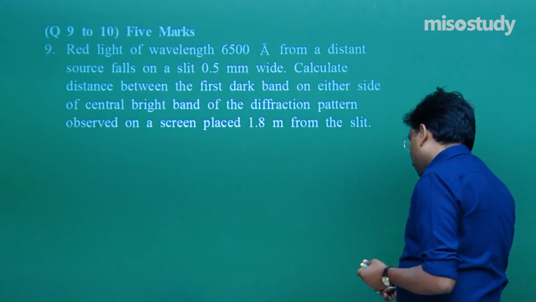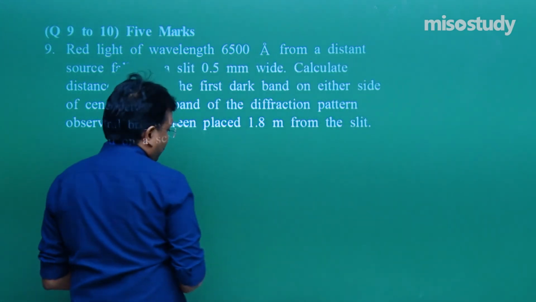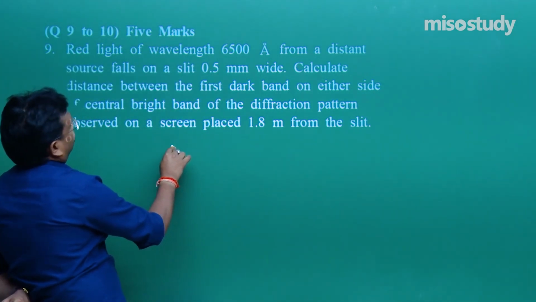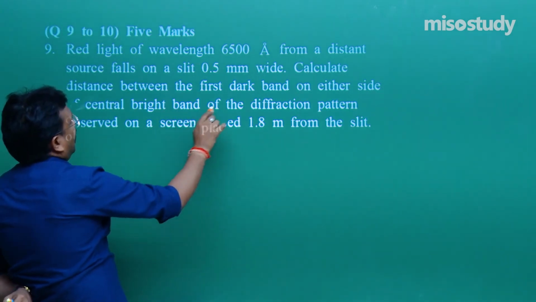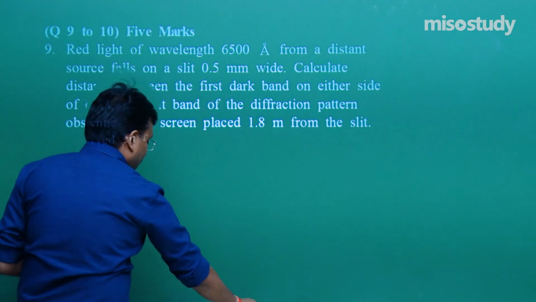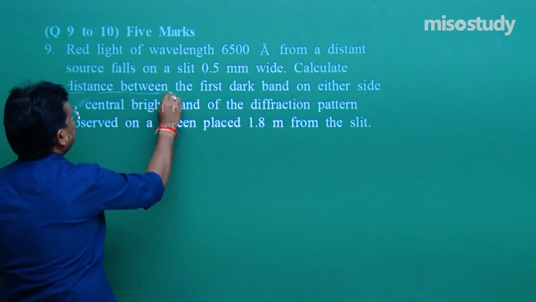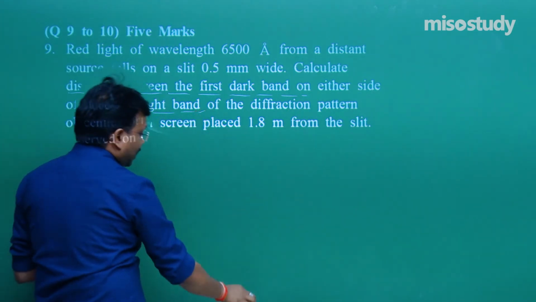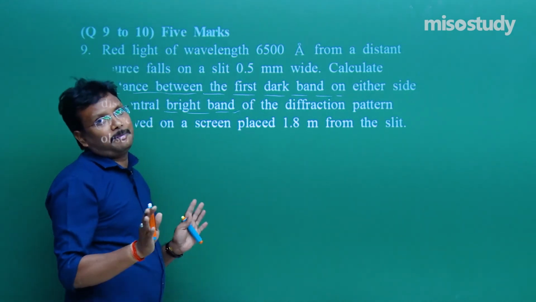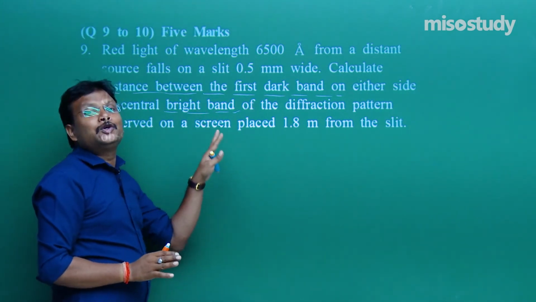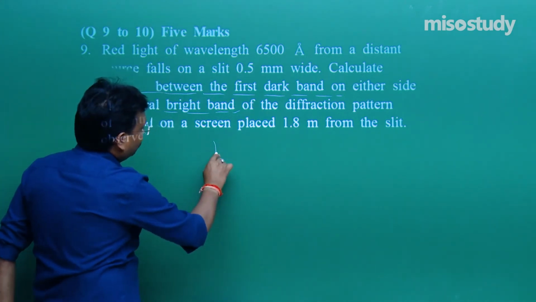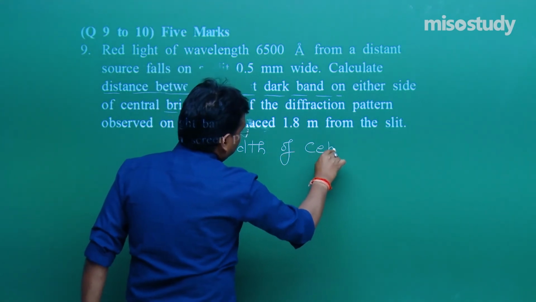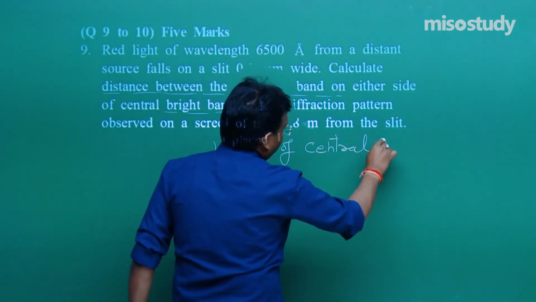So, what should you write down in this particular question? What exactly is the approach for this question? Actually, the distance between the first dark bands, just let me mark it. The first dark band on either side of the bright band, it is nothing but the width of the central maxima. Just twisted wordings, otherwise they are asking the width of central maxima.